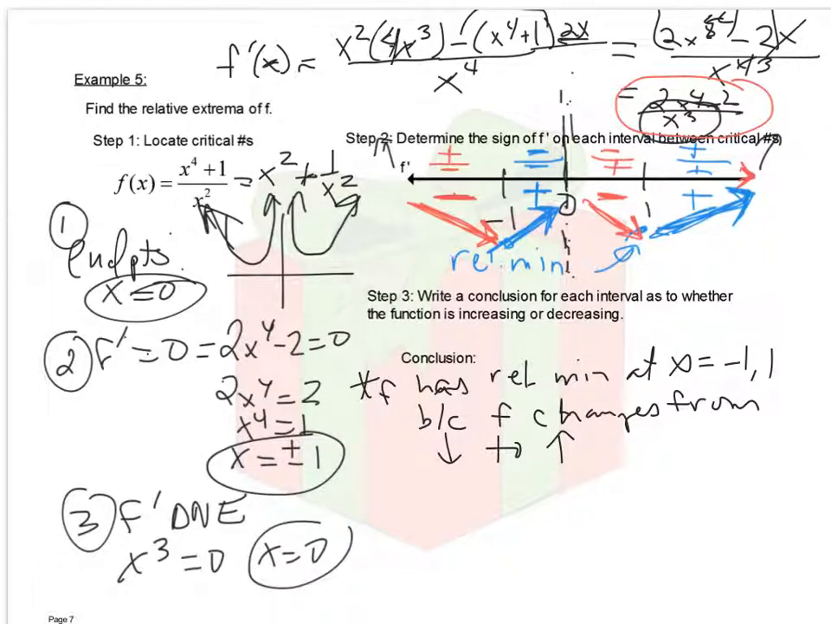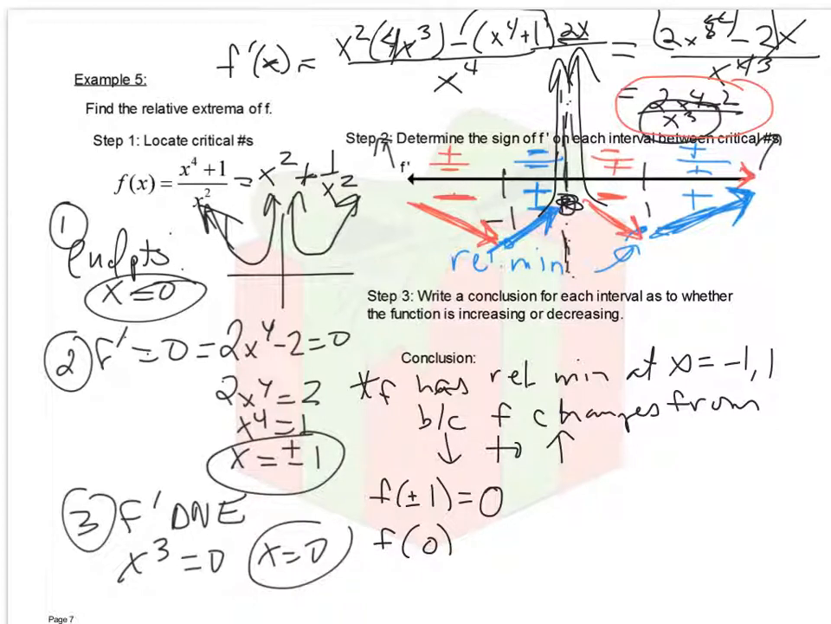Now, it looks like it has a relative max right here, but wait, remember that's a vertical asymptote. It's actually not. It's an infinite discontinuity. So don't make that mistake. You really should go back and double check your answers, because I'm going to do that. I'm going to do f of plus or minus 1 and check my critical points.